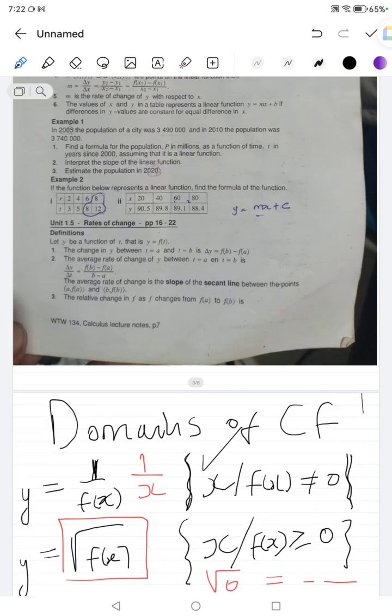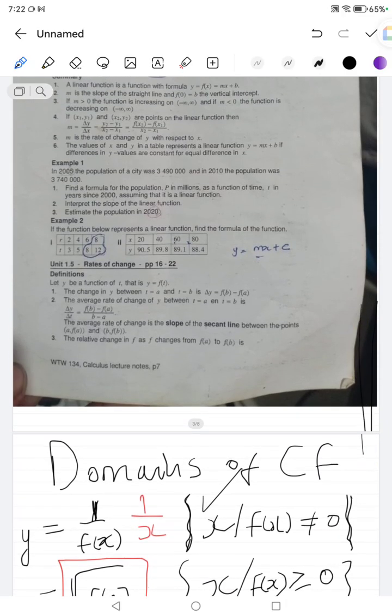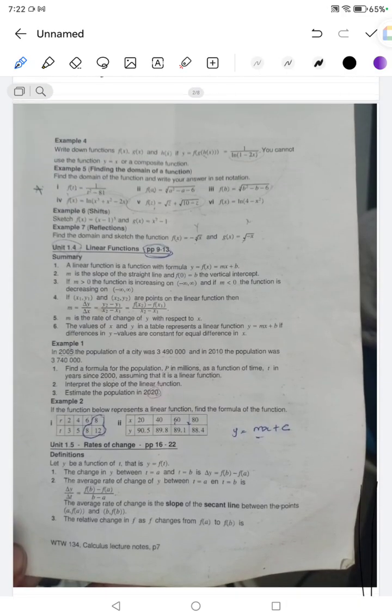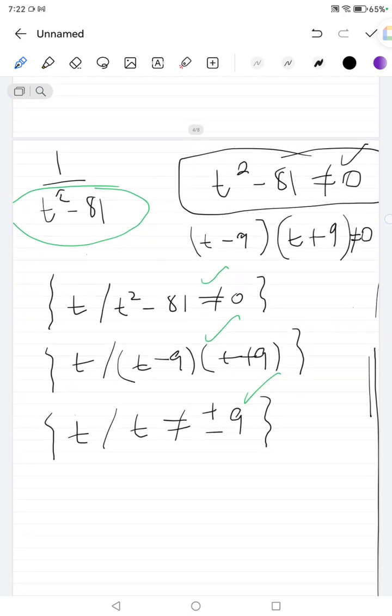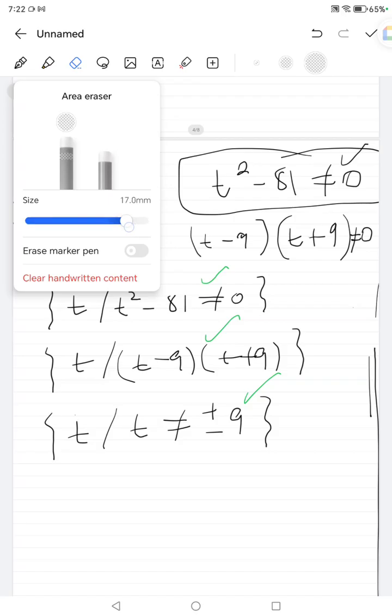Let me check if we still have more examples. Okay, we have two more. We have 2 more. I don't want to go far. Let me just erase these ones. This one.